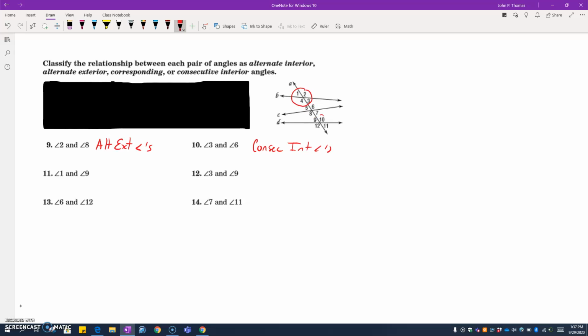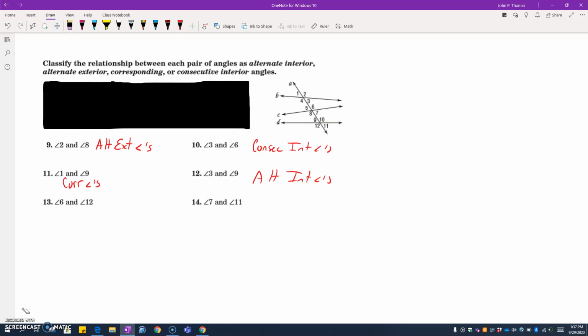We'll clear the picture up again, and now we're at 1 and 9. So 1's in that intersection point, 9's down here. And 1 and 9 are in the same relative position, so these are corresponding angles. 3 and 9, we're still going from the top intersection to the bottom. So we're 3 to 9. They're both on the interior of the two lines and opposite sides, so we're at alternate interior angles.